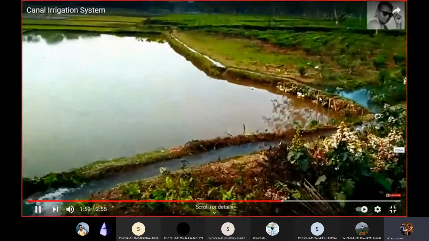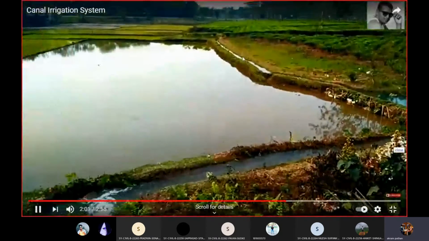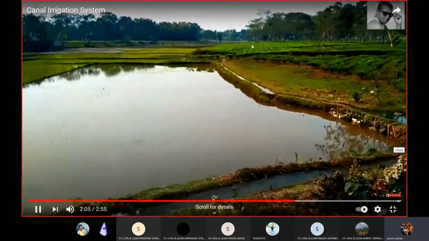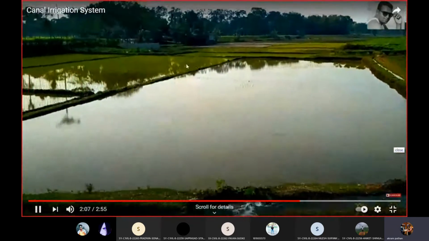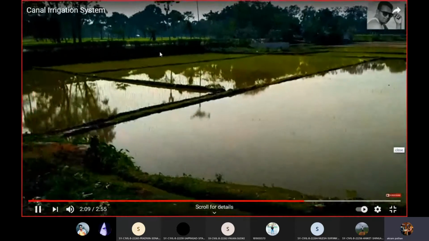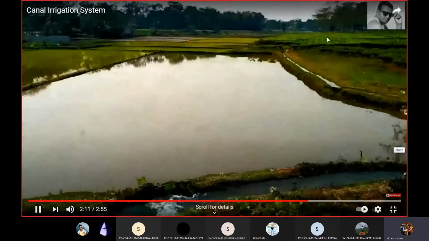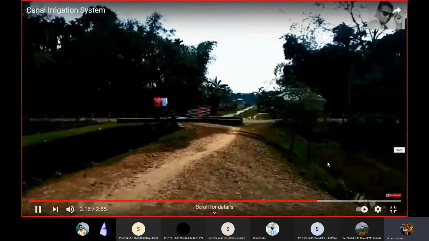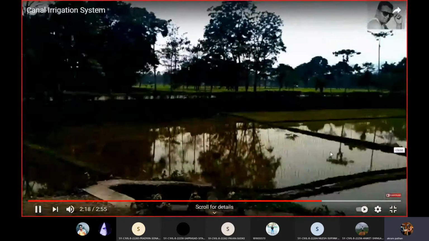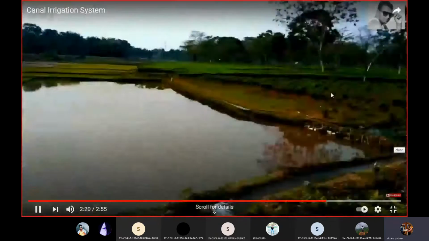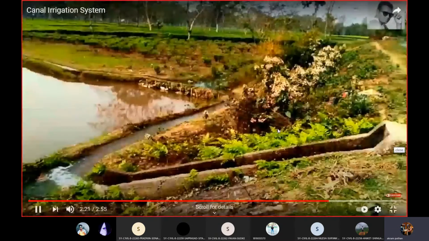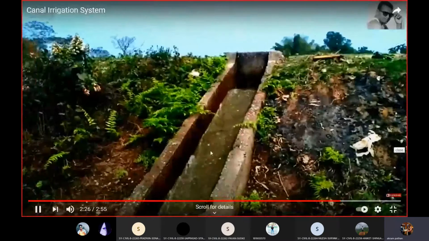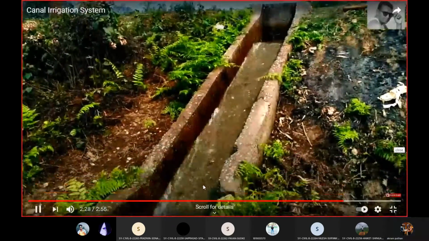Now the water is flowing through the water course and it is coming to the field. So we have a crop here, that is rice crop. Okay, somewhere another crop will be there. So depending upon the types of the crop, we have to supply the water through the water course. So this is a water course. Now again we have a water course.